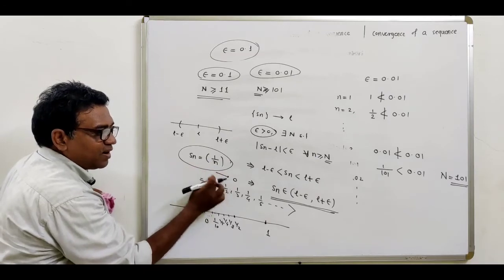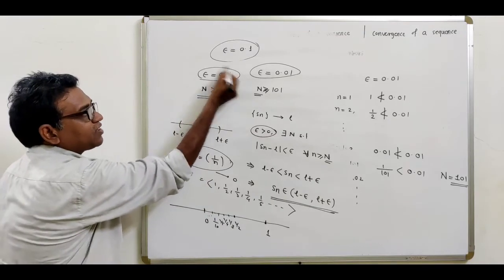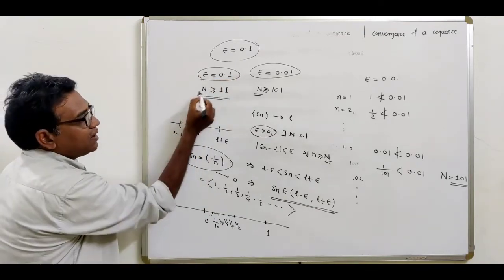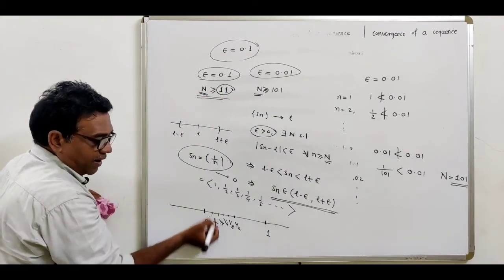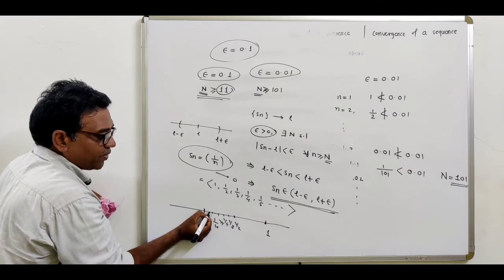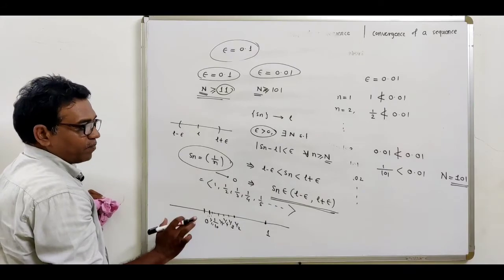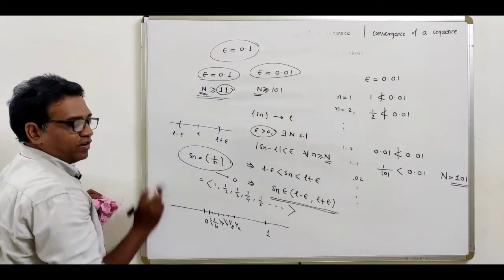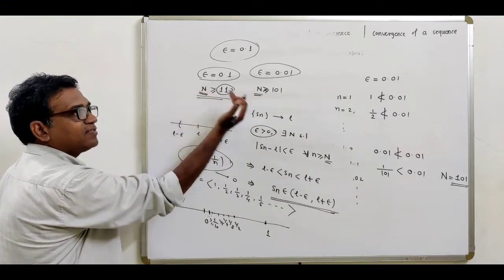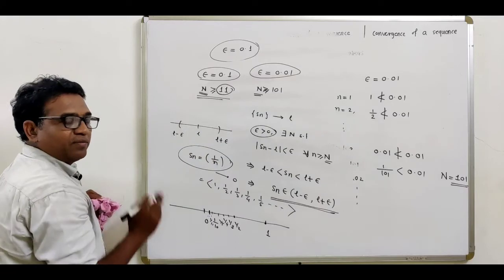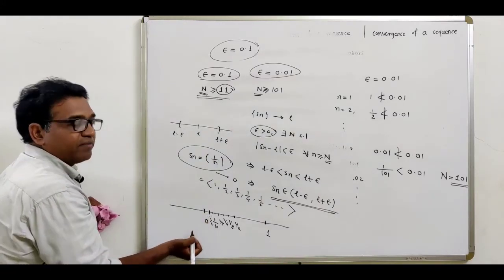Now see, this sequence Sn converges to 0. So this is our 0. Now suppose if we take epsilon equal to 0.1, then there exists this natural number which is greater than or equal to 11. Greater than or equal to 11 means this is the 11th term of the sequence, that is 1 upon 11. Let us choose suppose epsilon equal to 0.1. Then what is our integer? N should be either greater than 11 or equal to 11. So if we take this 11th term of the sequence, then this is 1 upon 11.